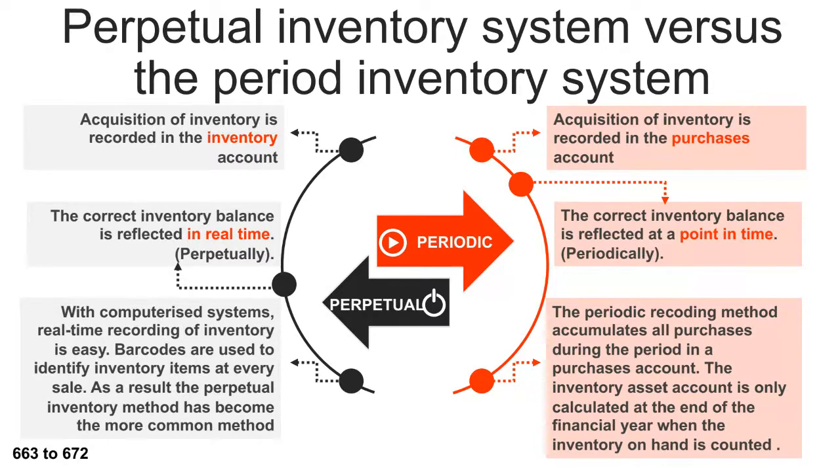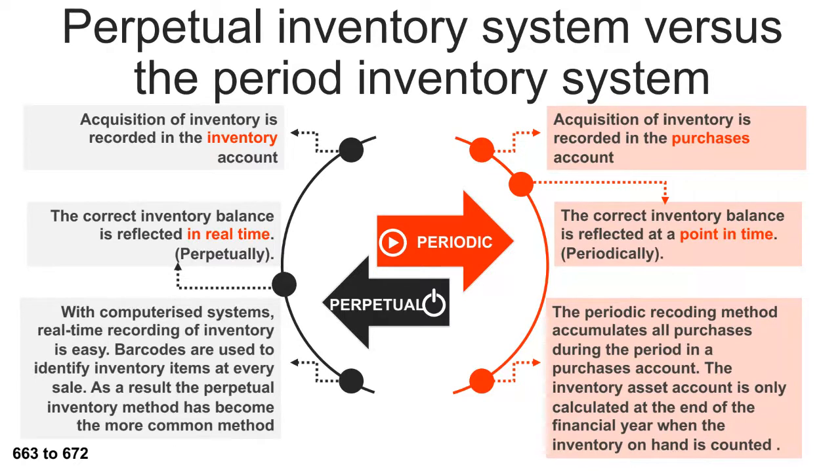So the perpetual inventory system on your slides is everything in black, right? The periodic inventory system is only ever used by very small companies. When I say very small companies, I'm talking about the spaza shop, you know, very, very small companies, like micro enterprises.